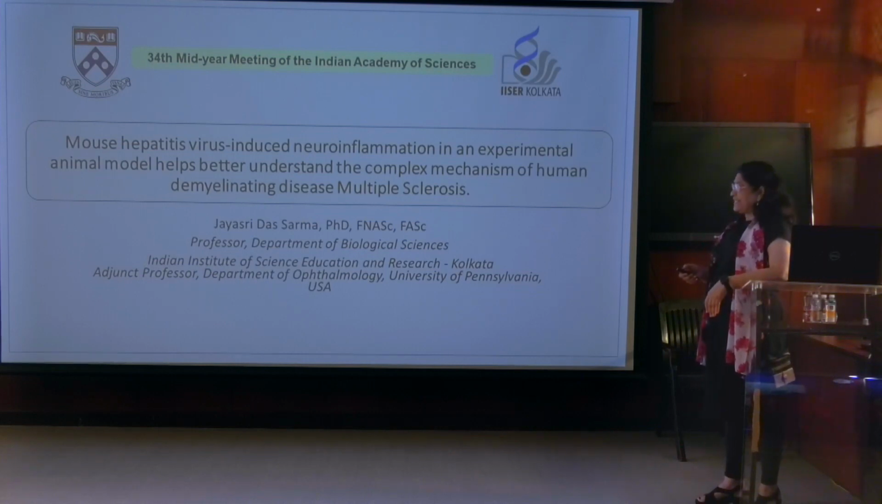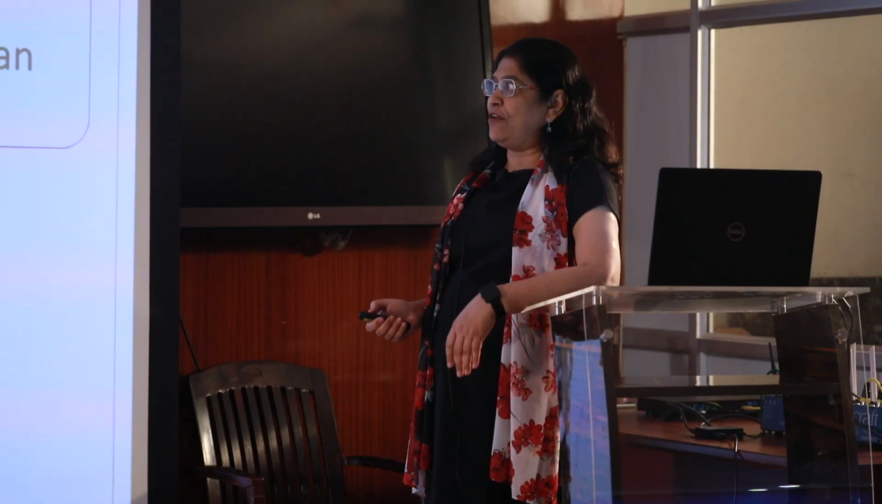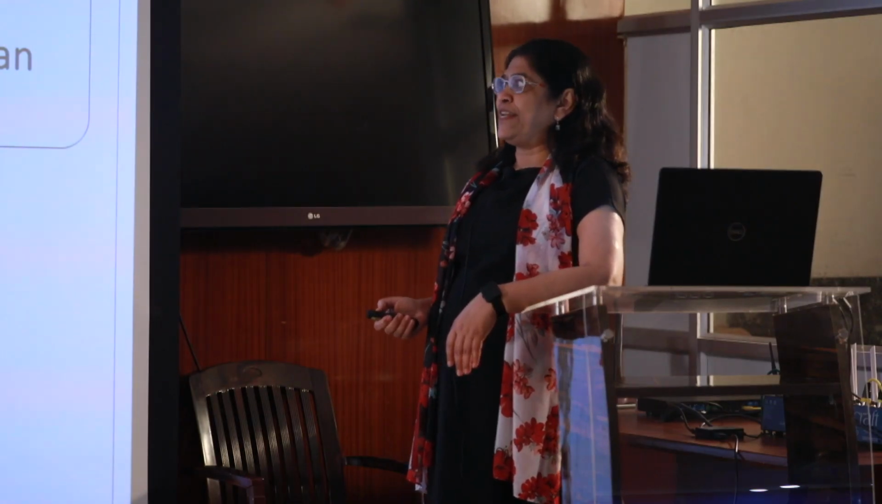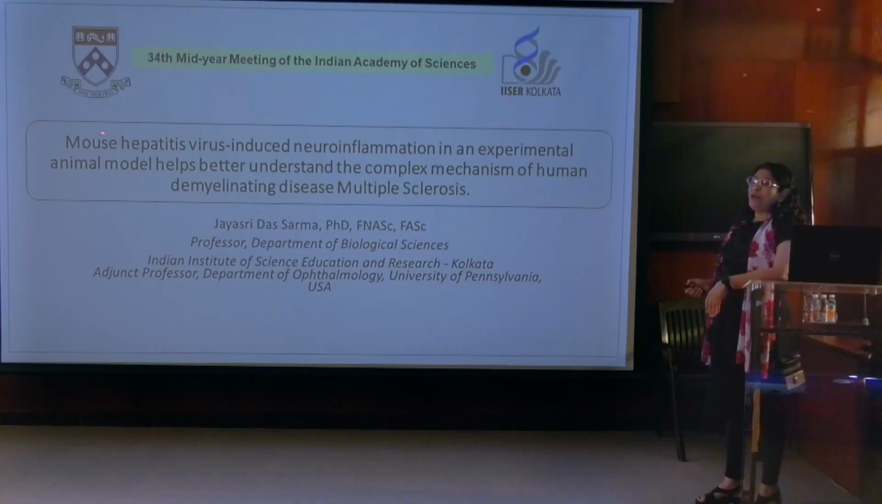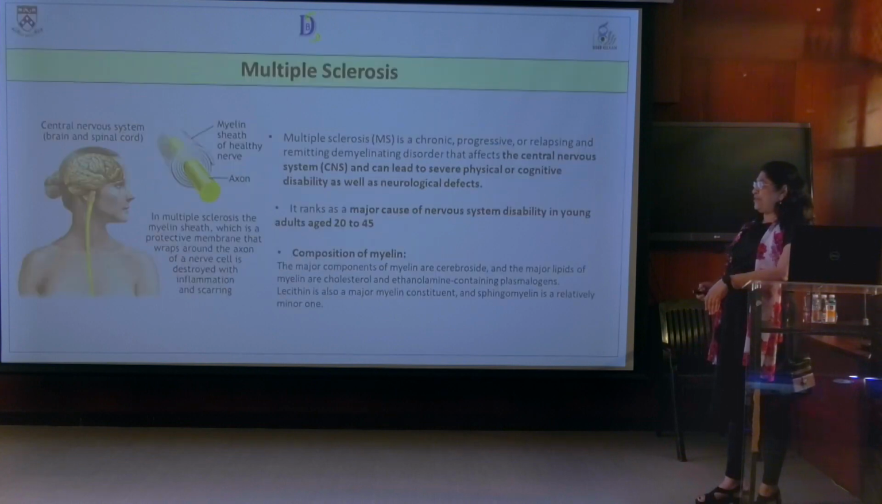So the title says that our lab works with mouse hepatitis virus, which belongs to the Betacoronavirus genus, like SARS-CoV-2. When we use this virus as an experimental animal model, it causes a complex disease mechanism, which is demyelination and axonal loss. This demyelination and axonal loss mimics certain pathological hallmarks of the human neurological disease multiple sclerosis.